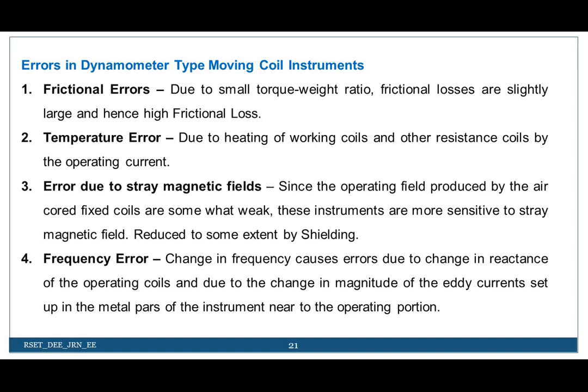Now the last one is the frequency error. Change in frequency causes errors due to change in reactance of the operating coils when it is operated in AC, and due to change in magnitude of the eddy currents set up in the metal parts of the instrument near the operating portion.